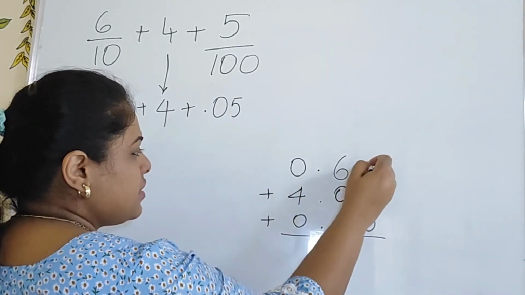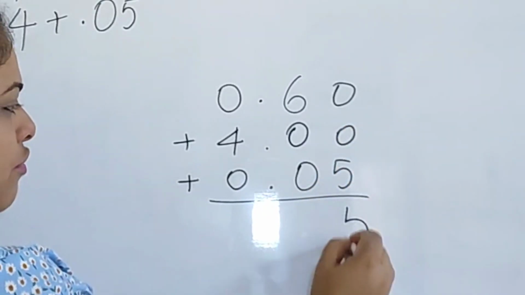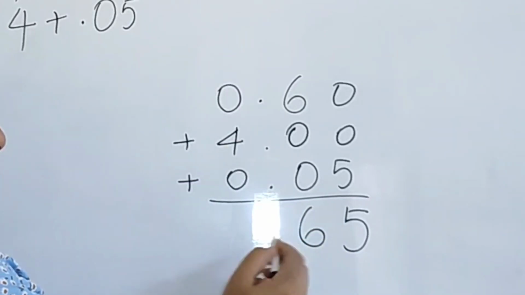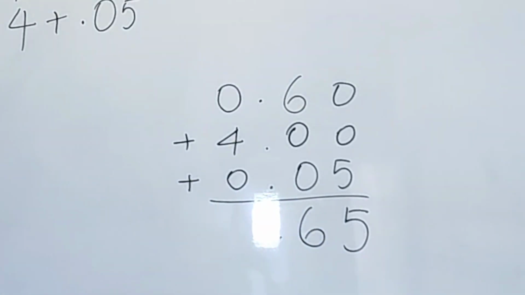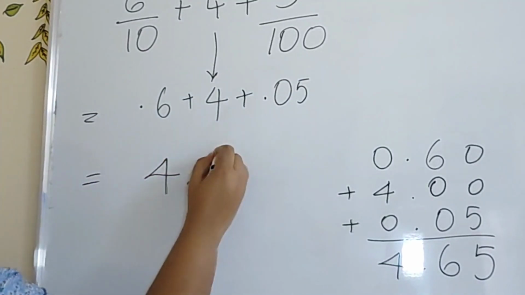Now 0.6, that is 0.60. Now 0 plus 0 plus 5 is 5. 6 plus 0 plus 0 is 6. Let's retain the point over here. 0 plus 4 plus 0 is 4. What's the answer here? 4.65.